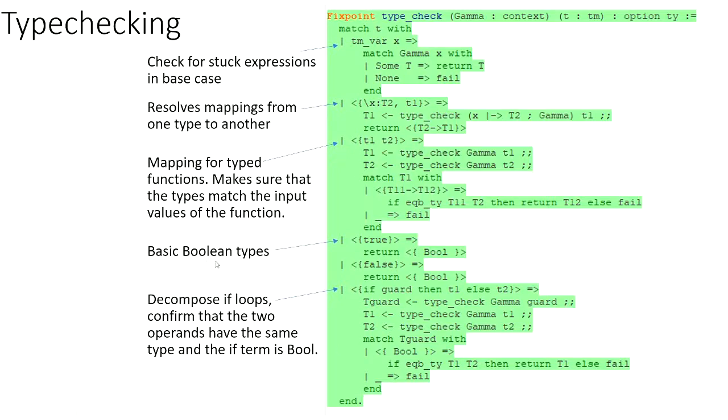Our next case is basic Boolean types. So, if it's true or if it's false, then its type is Boolean. And then the final case is decomposing if loops. So we make sure that this variable guard is a Boolean, and we make sure that the types T1 and T2 both match, so that the types can be resolved fully in the tree.